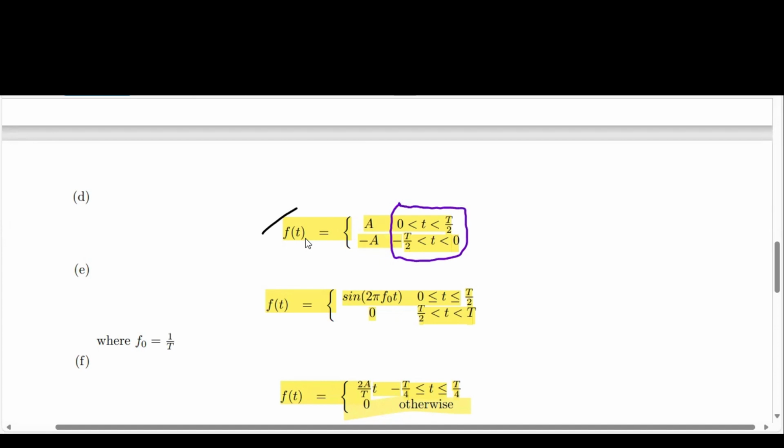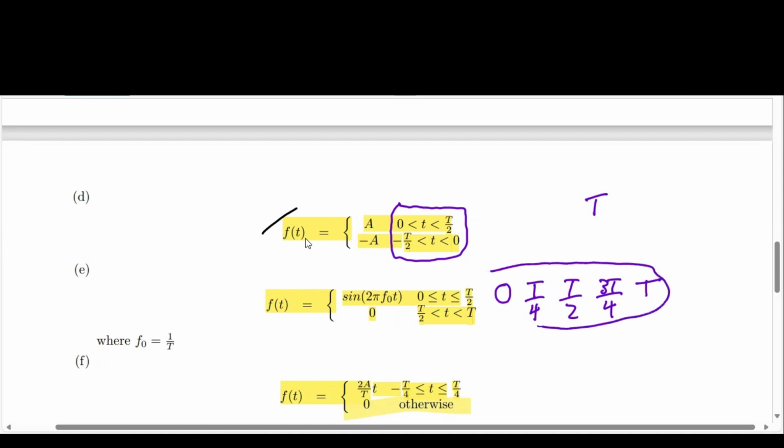The number one rule, or the number one advice I could give you: a period always ends at T. T is a period. T on 4, T on 2, 3T on 4, all those things are part of a period. If I start at 0 and go back a quarter, I get T on 4. If I go up again, I get T on 2. If I go up again, I get 3T on 4, and if I go up again, I get T. This is if Miss gives it in terms of T.